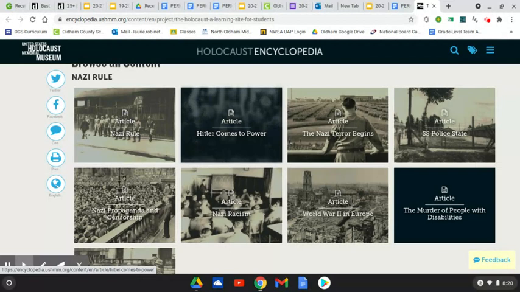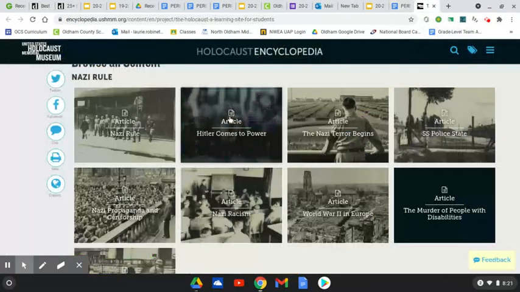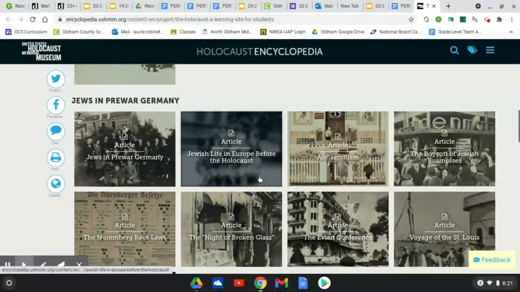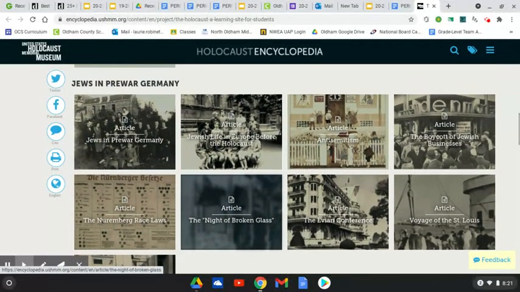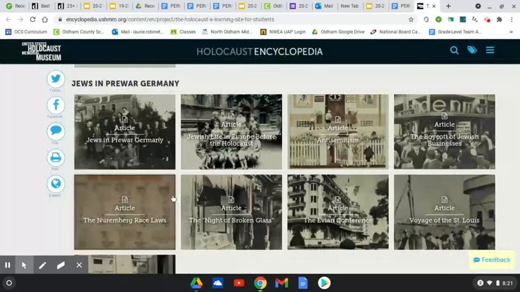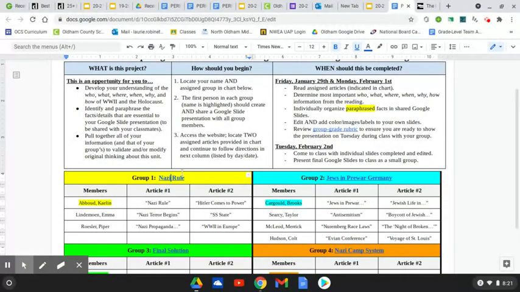So that means some are going to be left untouched, where group 2, Brooks' group, they have a different topic, Jews in pre-war Germany. So going back, they'll scroll down, find Jews in pre-war Germany, and same thing. There are multiple articles. Some will be left untouched. And again, going back here, Taylor, for example, he has anti-Semitism and boycott of Jewish businesses. So again, it really is a matter of you finding your topic and then the articles.